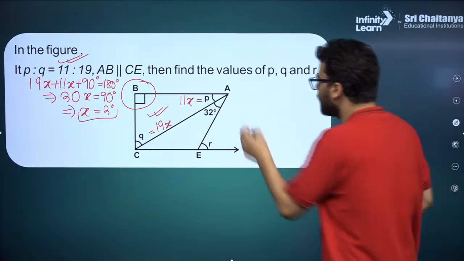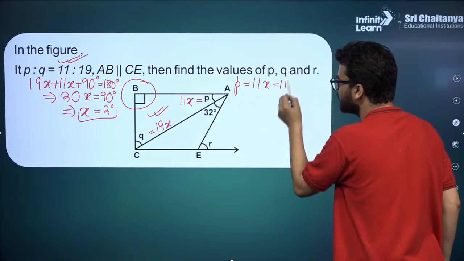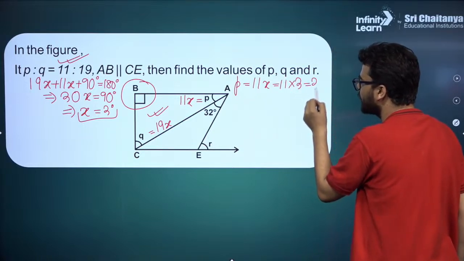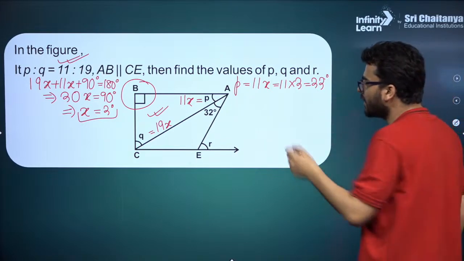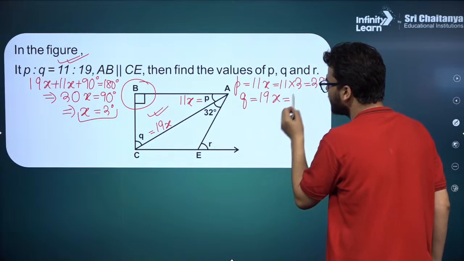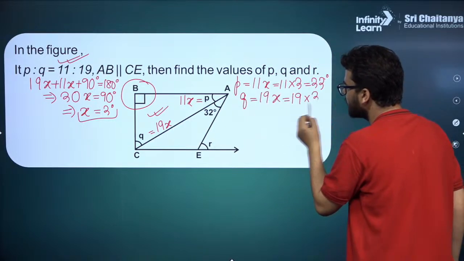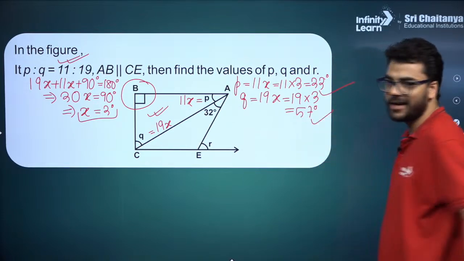So therefore, P will be what, guys? P is equal to 11x. So that is 11 into 3. So that is equal to 33 degrees. I hope this is clear. In the same manner, Q is what, guys? Q is 19x. That is 19 into 3. And that is equal to 57 degrees. I hope this is clear up till here.